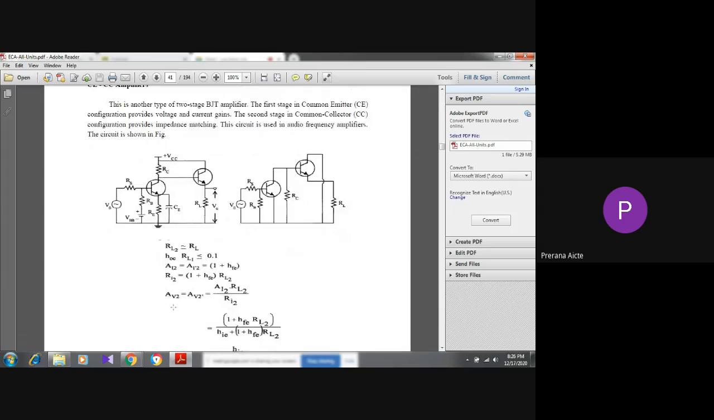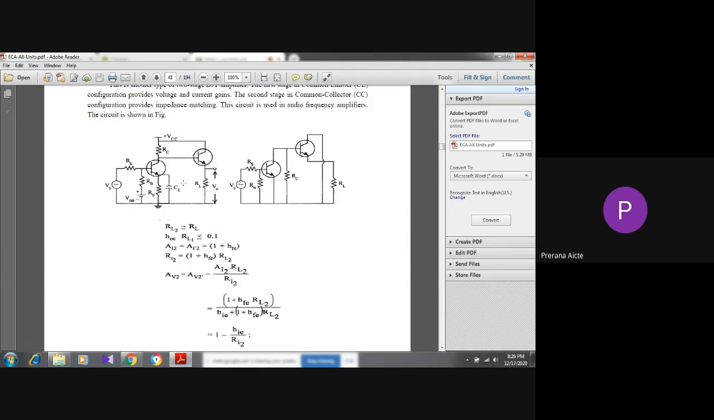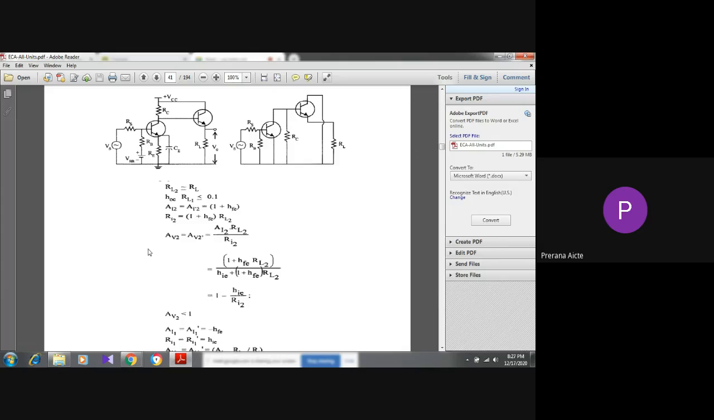Now see this figure. For the CE-CC amplifier, these are some circuits and the simplification of the circuit. In this type, the first stage is CE configuration, which provides voltage and current gain. The second stage is CC configuration, which provides impedance matching, and this circuit is used in audio frequency amplifiers. That is one of the applications. And these are some important formulas we get by the simplification. Just remember these formulas, and they are useful for solving problems.